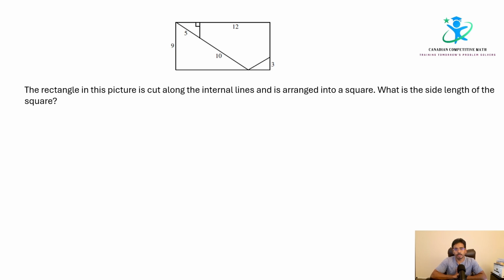Can we make a square from a rectangle? Well, in this question, we have a rectangle as shown on the screen, and on the internal lines that are shown, we can make cuts and we can rearrange this rectangle into a square. Finally, the question asks us to find out the length of the square that can be formed from this rectangle.